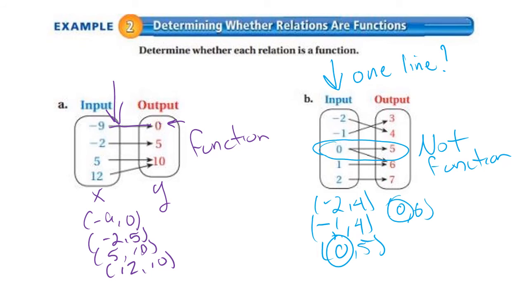The key again is you are looking, I'm going to highlight this time, you are looking here at the inputs and you're making sure that you only have one line coming off of each one. So this one works, okay, but this one does not. So it is not a function.